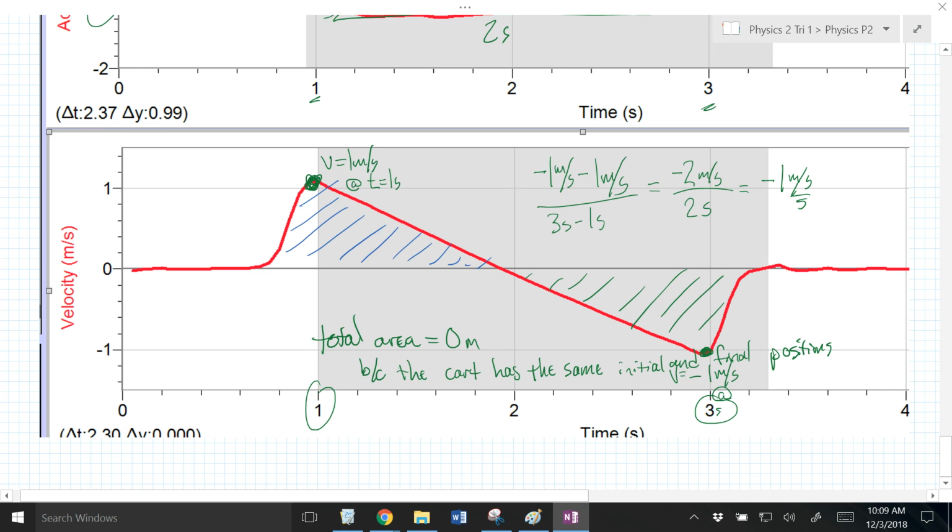Yeah, somebody wrote average speed. Is that the average speed? What is the significance of -2 meters per second of this graph?